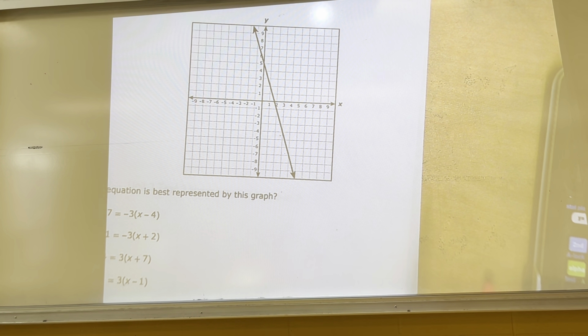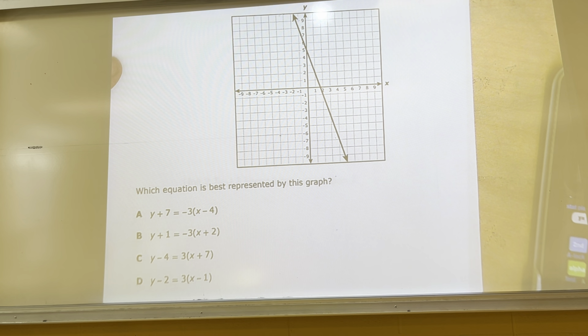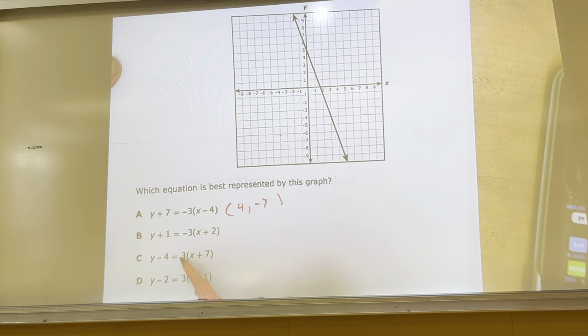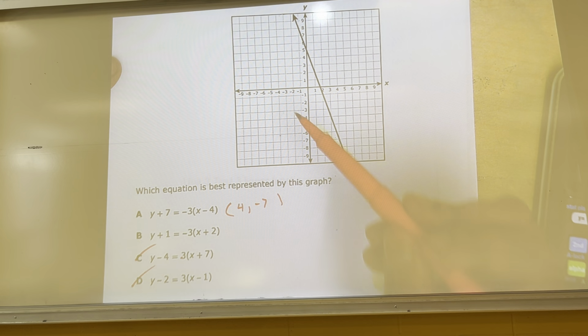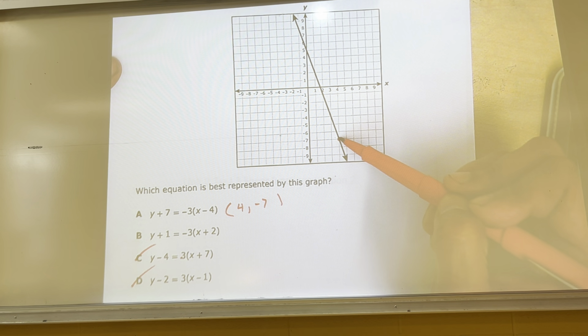And finally, number 22. Okay, point slope form. Now we're experts at point slope form. This looks like a joke now to us, right? Because we want to know, is the point 4, negative 7 on the line? And is this a negative 3 slope or a positive 3 slope? Obviously it's a negative slope, so say goodbye. 4, negative 7, oh, right on the line.